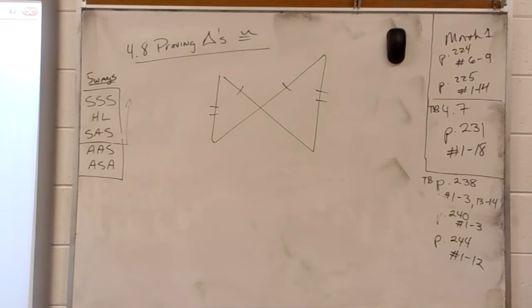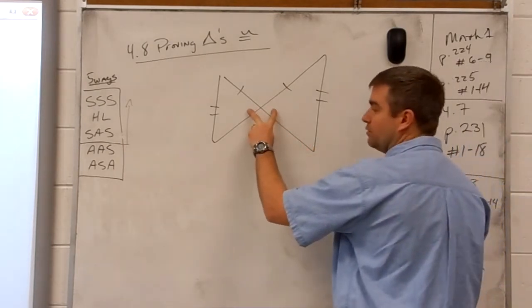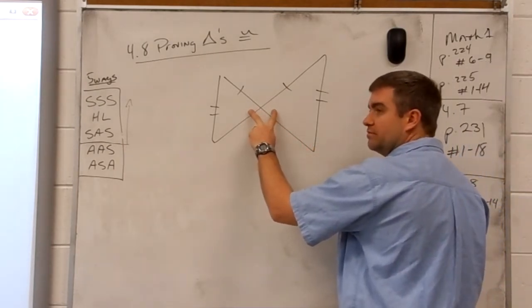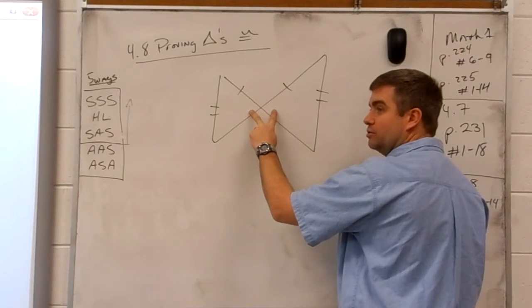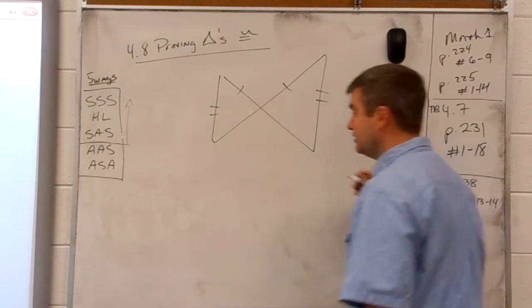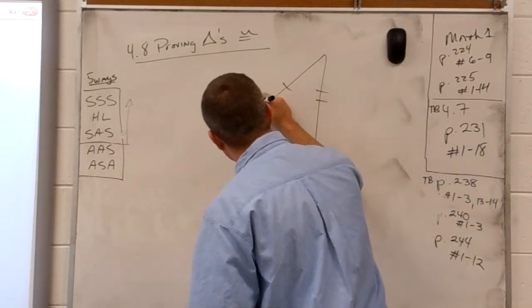Let's talk about this. This is a classic bow tie problem. You'll see 1,000 of these. The first thing you should think of when you see the bow tie problem is what? What's true about these two angles? They're the same. They are congruent. Why are they congruent? Vertical. They're vertical. Very good. So this angle is congruent to this angle.